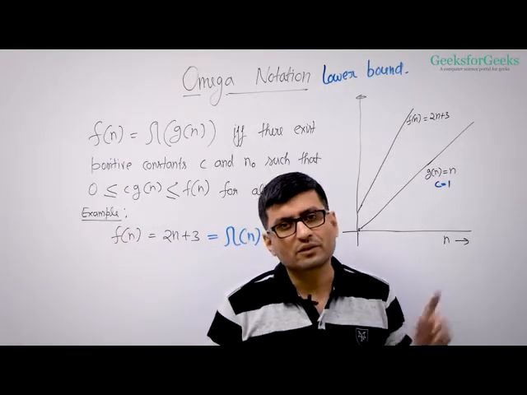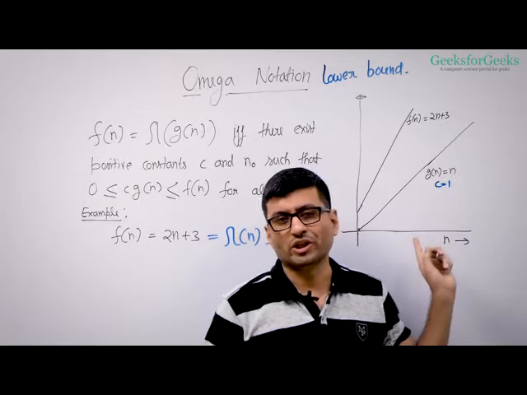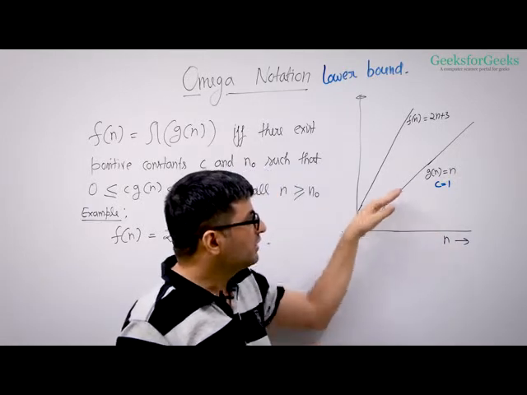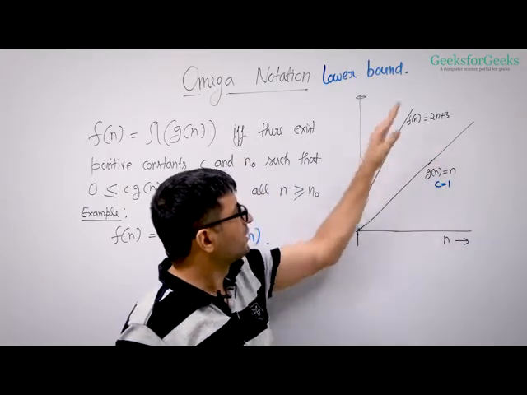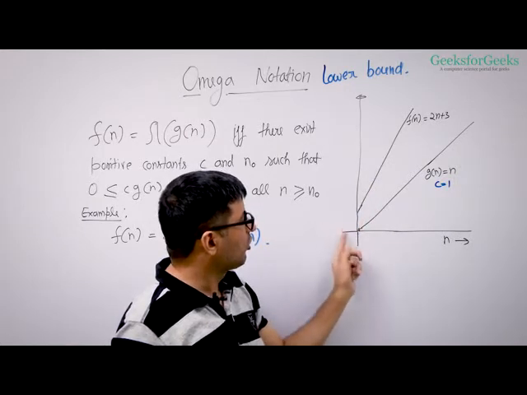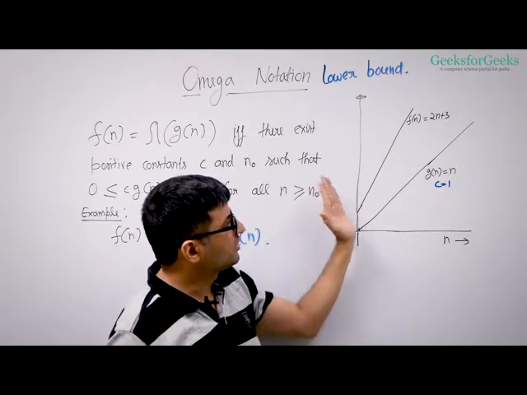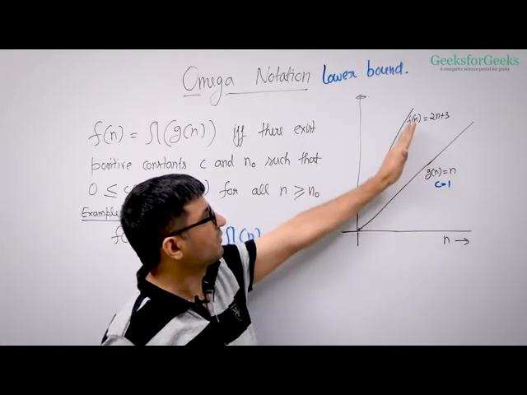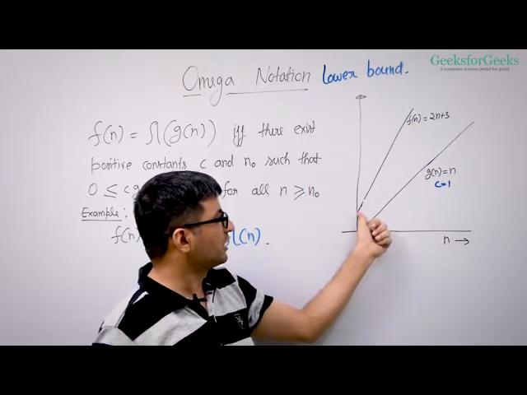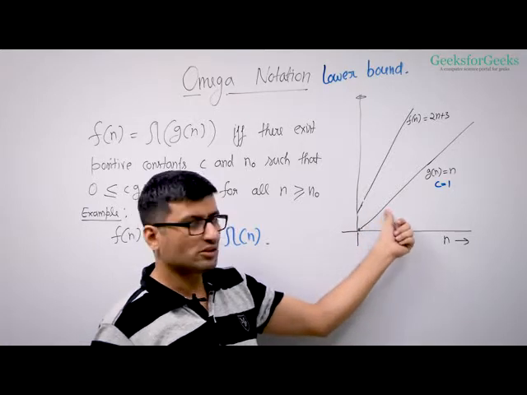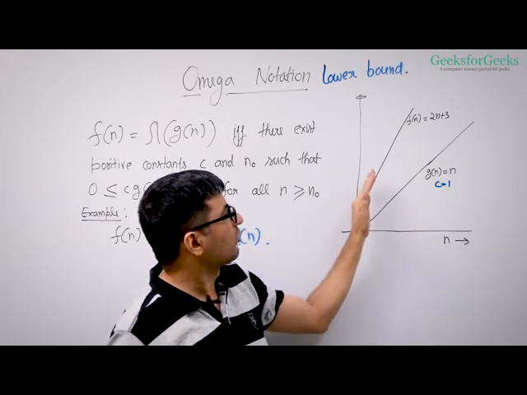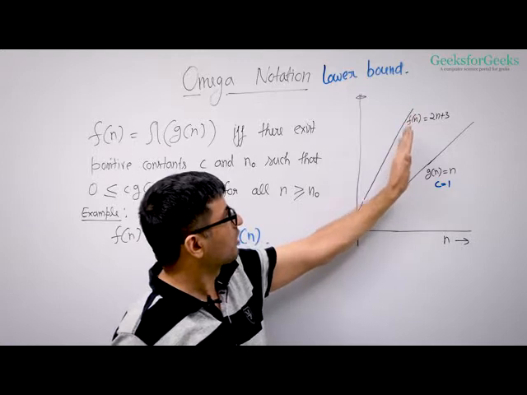In this graph, the same thing is shown pictorially. We have g(n) here and we have f(n) here. And we can see that for all values of n greater than or equal to 0, we have g(n) smaller than f(n). For n equal to 0, f(n) is 3 and g(n) is 0, right? So f(n) is always greater than or equal to g(n), and its order of growth is also higher.